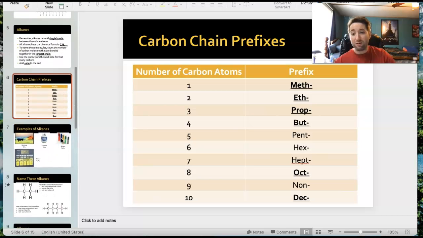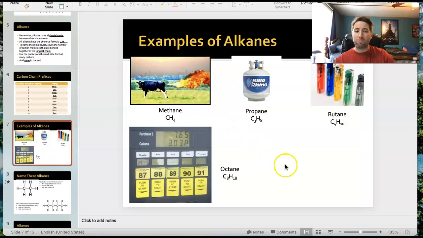So here are some examples of alkanes, and these are the ones that you're probably most familiar with. So methane, I put this cow here. He's got some flatulence going there. Flatulence is a fancy word that means farting. And cows actually release methane, and methane is a potent greenhouse gas, and it's heating up the atmosphere, all that kind of stuff. Then there's propane.